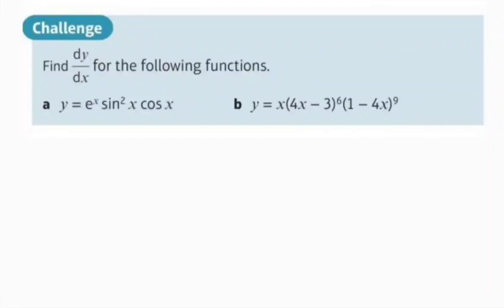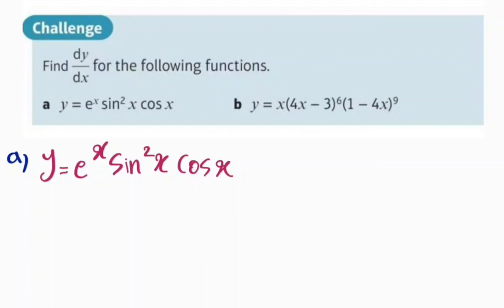This video is on exercise 9D, the challenge question of the A-Level Maths Pure 2 textbook. So this exercise is mostly about the product rule, but it's not only about that, because we also need to use the chain rule and some of the trigonometric differentiations that we learned in the first part. So let's start with part A.